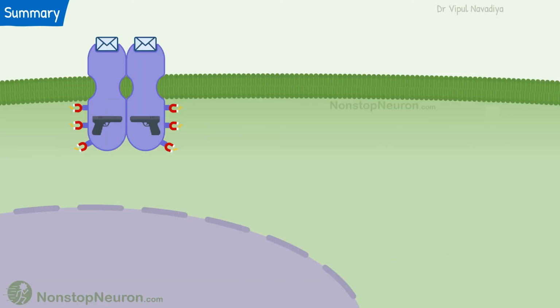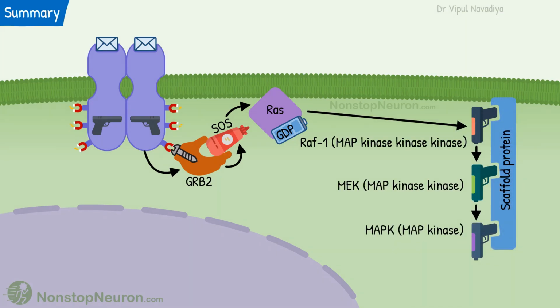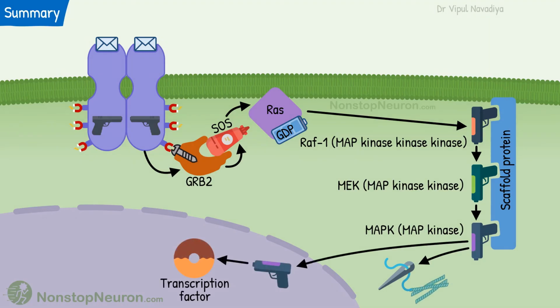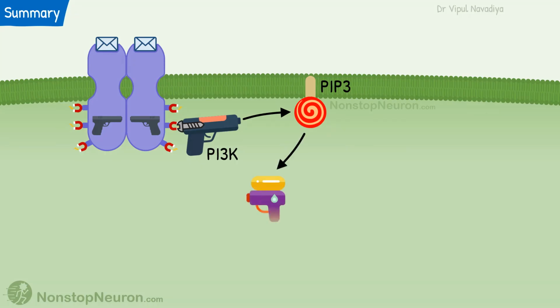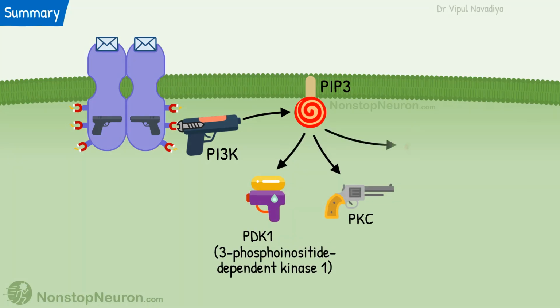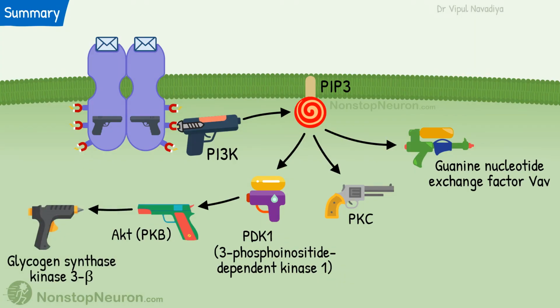In the MAP kinase pathway, downstream signal molecules are GRB2, SOS, RAS, RAF1, MEK, MAP kinase, proteins involved in cytoskeleton assembly, and transcription factors. The PI3K pathway involves PI3K, PIP3, then PDK1, PKC or guanine nucleotide exchange factor, and downstream to PDK1 we have AKT and glycogen synthase kinase 3 beta.